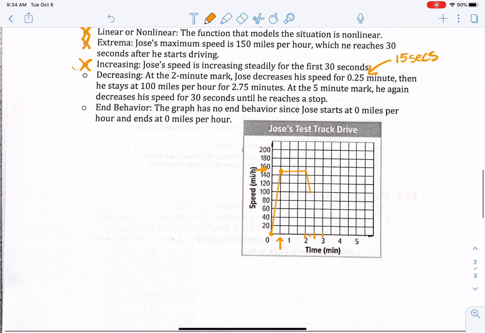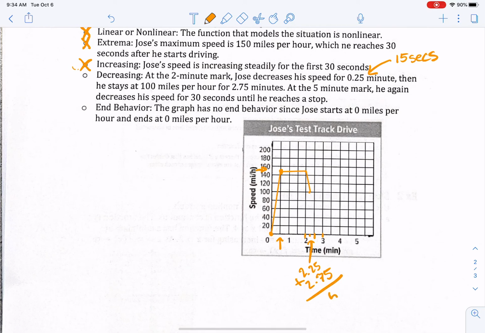Okay, he stays at 100 miles per hour for 2.75 minutes. Right now we're at 2.25 minutes. This is where we're at, 2.25 minutes. So if I'm going to stay at 100 miles per hour for another 2.75 minutes, that will get me to the 5-minute mark. Okay, so at the 5-minute mark, I'm still going 100 miles per hour, and then I'm going to do something different. So that will stay like that.